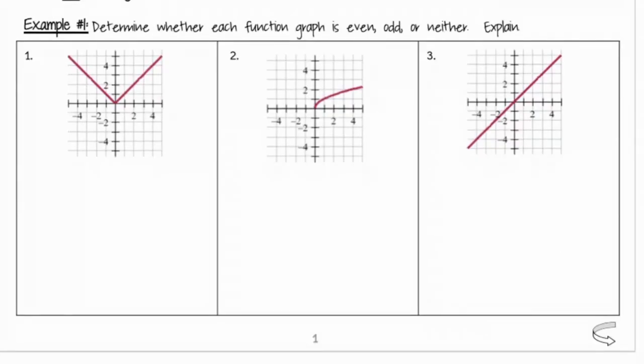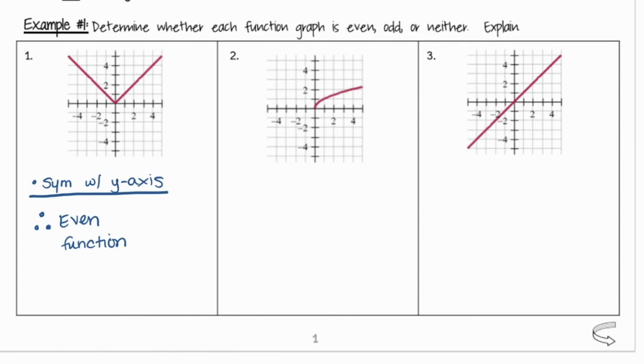Here in example number 1, determine whether each function's graph is even, odd, or neither, and explain. If I look at the first one, the first thing I want to determine is its symmetry. An absolute value function is always symmetric with respect to the y-axis. So since I have a function that's symmetric with respect to the y-axis, that means that we have an even function. And the reason for that is because I have this piece here. So I'm not going to write anything else.